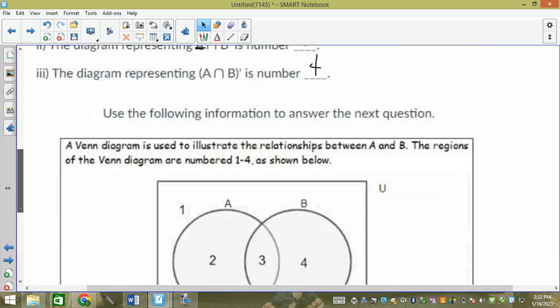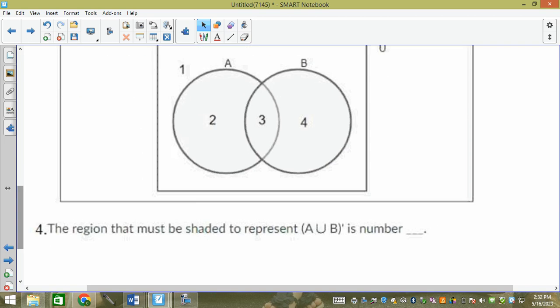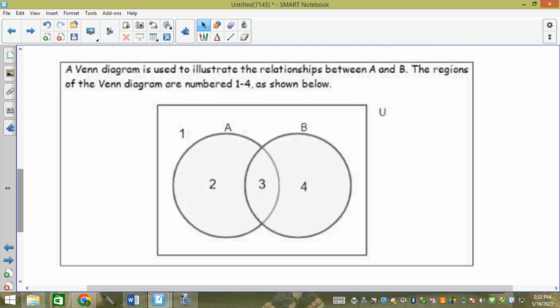And here we have a Venn diagram used to illustrate the relationship between A and B. The regions of the Venn diagram are numbered 1 to 4. The region that must be shaded where A or B not. So not the snowman. Which one is not the snowman? 1.